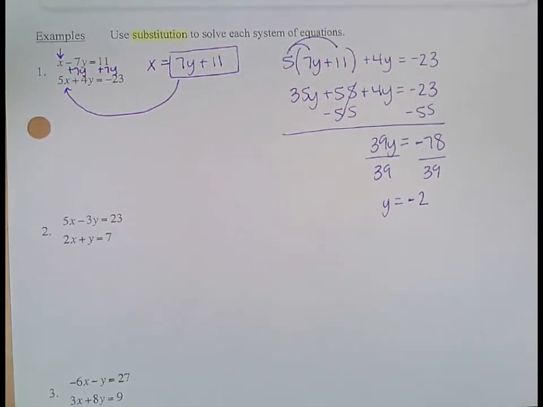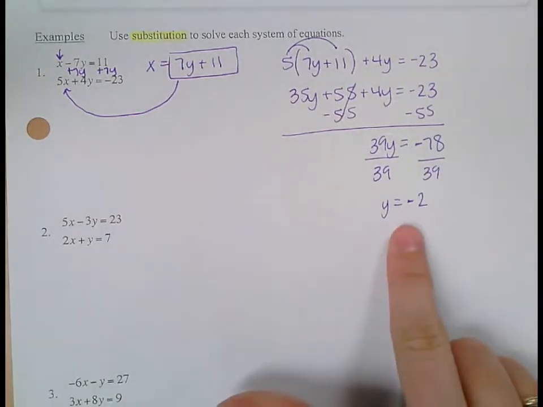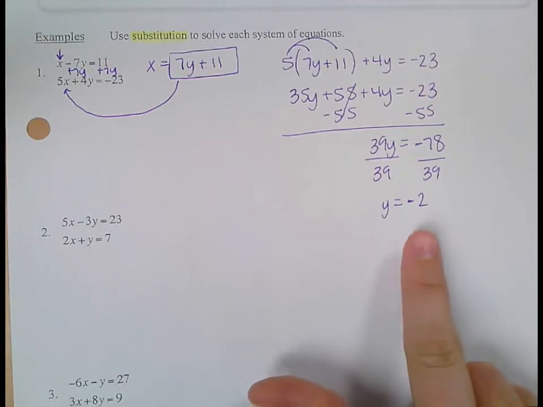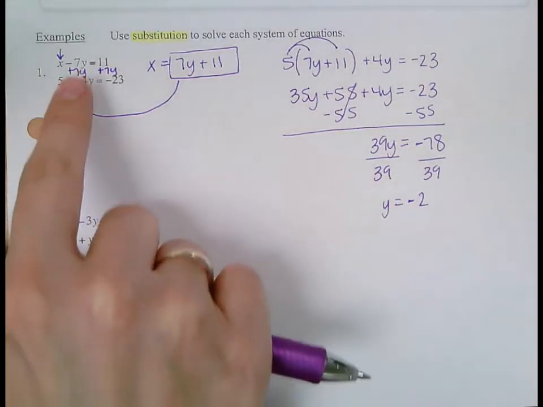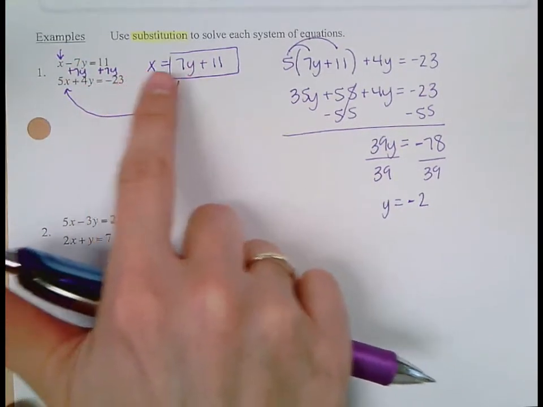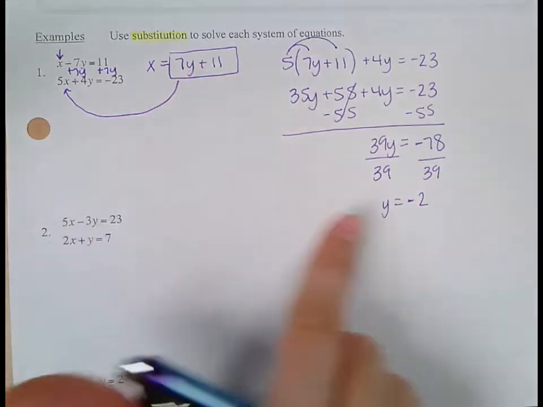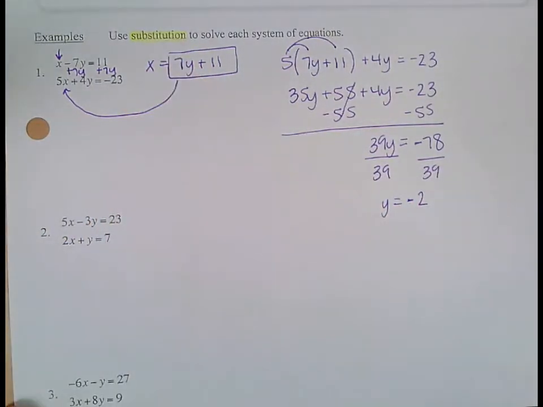So make sure that you're not stopping here. This is not your answer. I still need to find x. So now this is step 3. I take the y value, and I could go back into either of my original equations, but what's easier is if I look at the equation I already solved for x, and I substitute the y value into there. And that way I'm not re-solving for x.